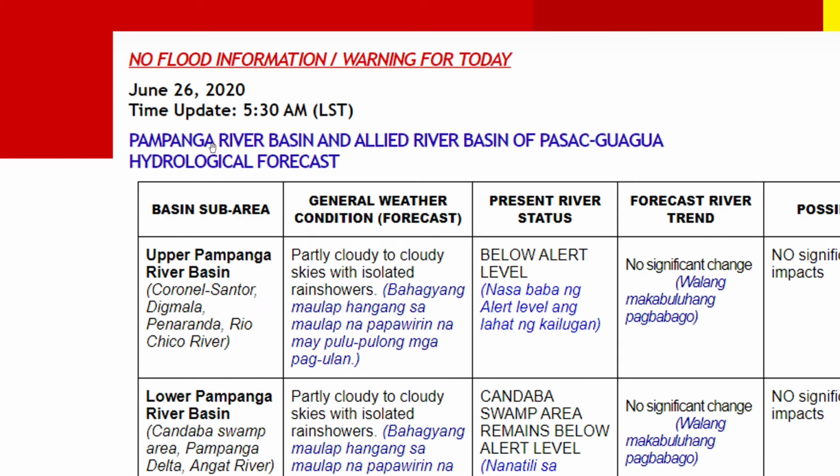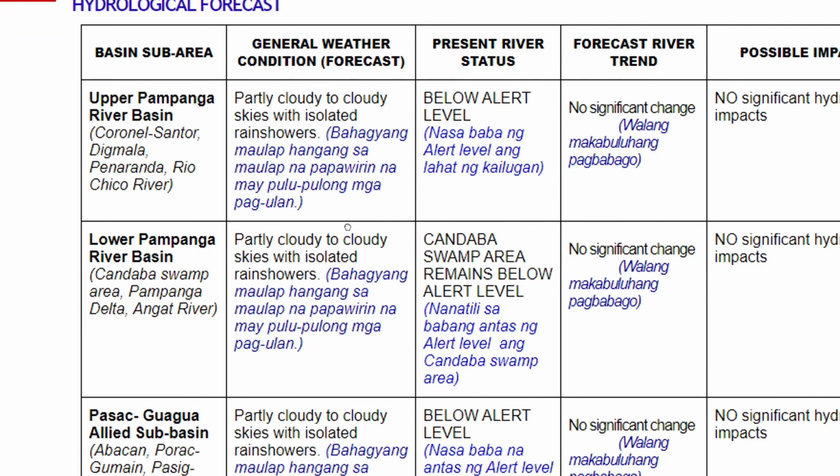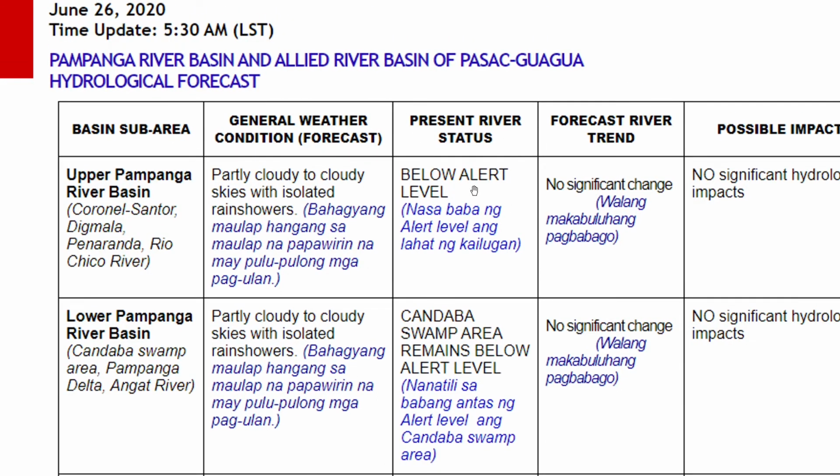Now, for the Pampanga River Basin and Allied River Basin of Pasak, Guagua, hydrological forecast, at present, what is happening right now? Right now, for the general weather condition or the forecast, there's partly cloudy to cloudy skies with isolated rain showers. When it comes to the upper Pampanga River Basin, its present river status is below alert level.